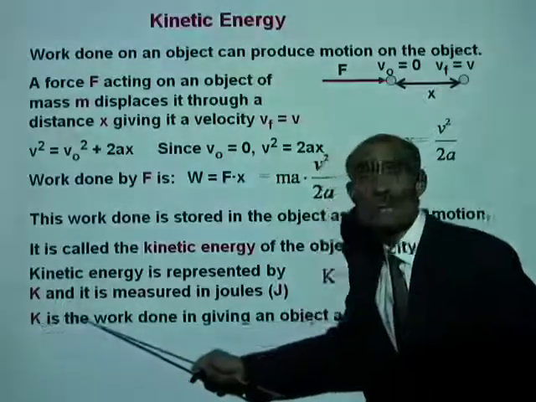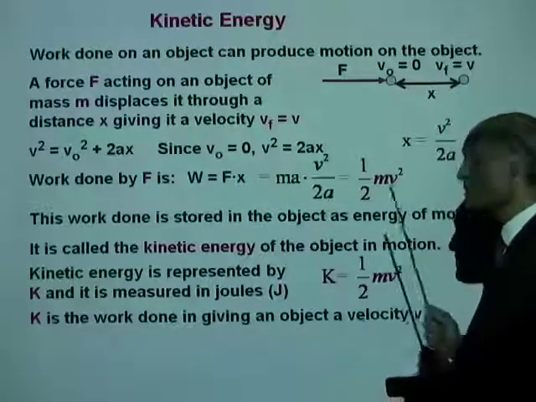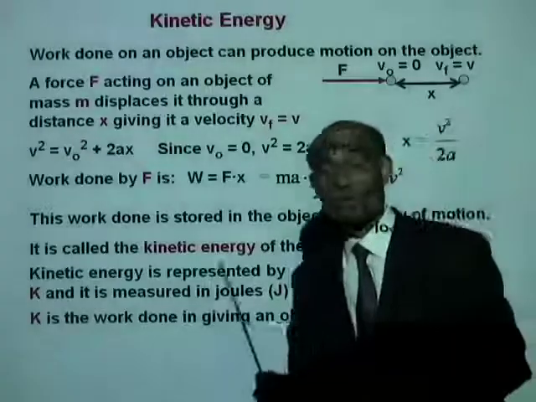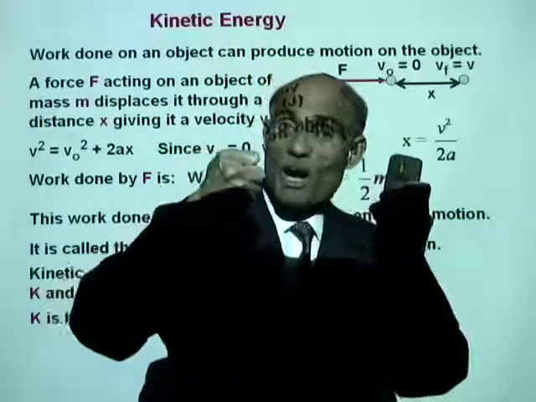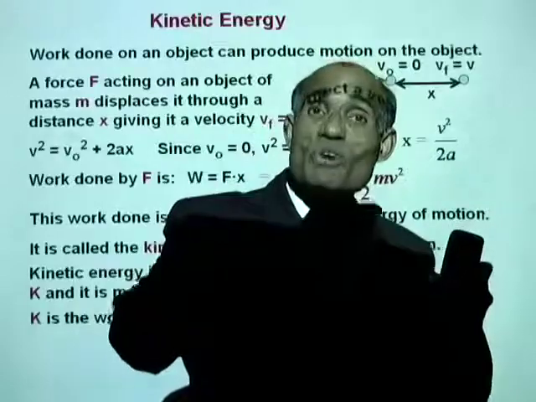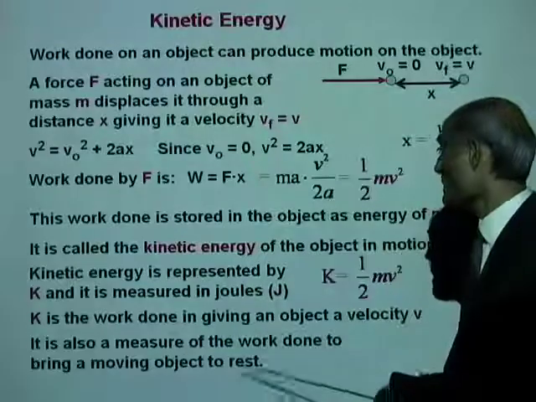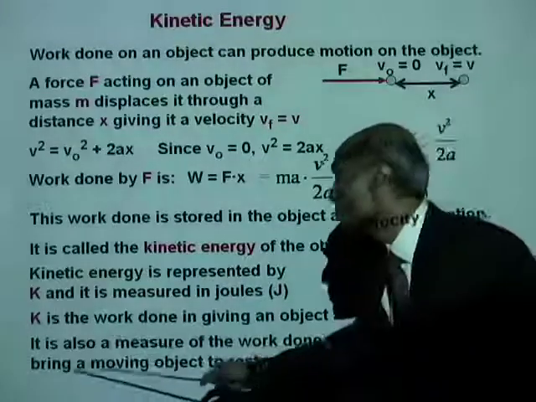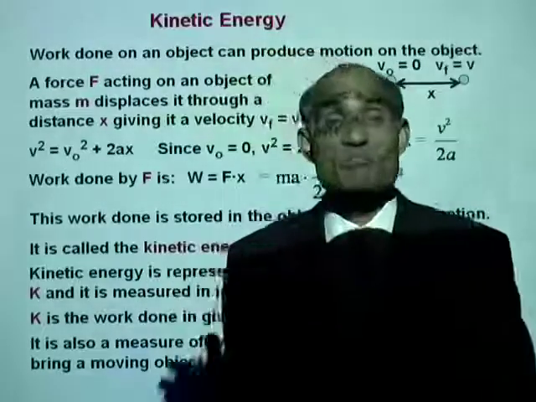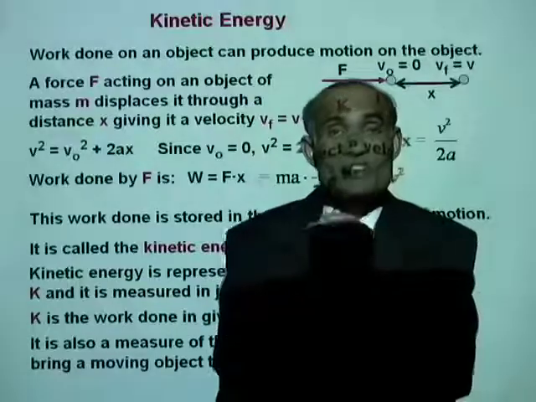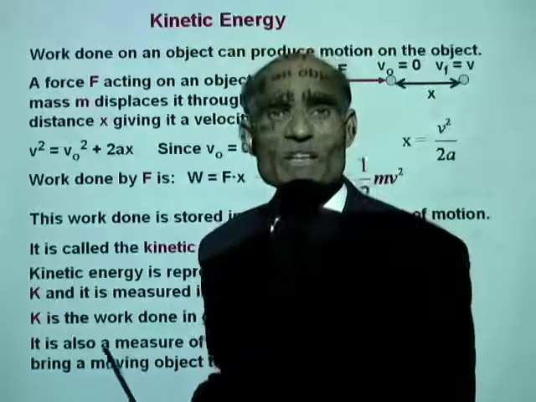Kinetic energy is a measure of the work done in giving an object a velocity v. Also you can say a moving object has kinetic energy, which is a measure of the work it is capable of doing in coming to rest. It is also measured as the work done to bring a moving object to rest. If you try to stop a moving object, it will do work on you. Try to stop a moving train, then you know the ferocity of the work it can do on you.